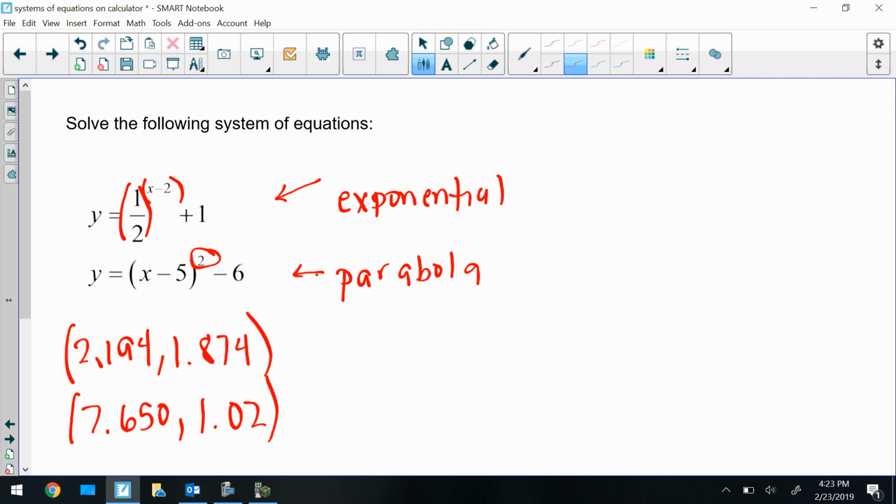That's all. When you have an exponential and another graph, you're going to have to just do it with your calculator, which I think you guys will like. There's not much work to it.